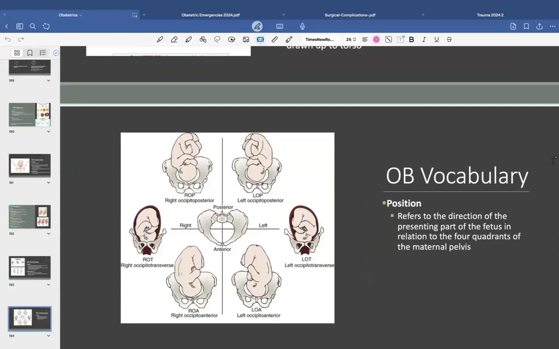Anterior versus posterior: where is the occiput? The occiput is here closer to the front. On that one, the occiput is there in the back. That's how you describe those: right, left, anterior, posterior.